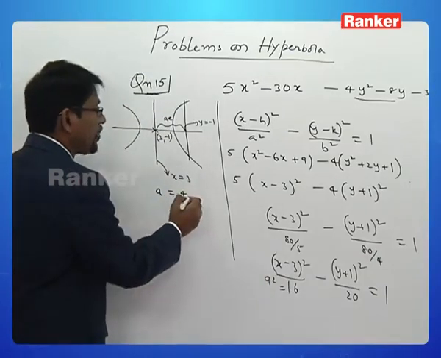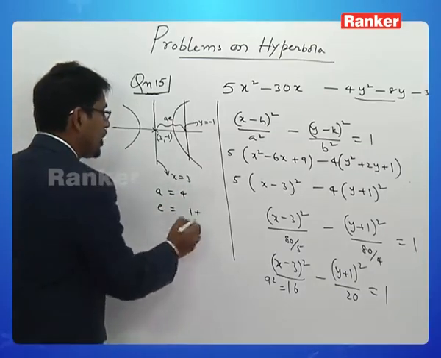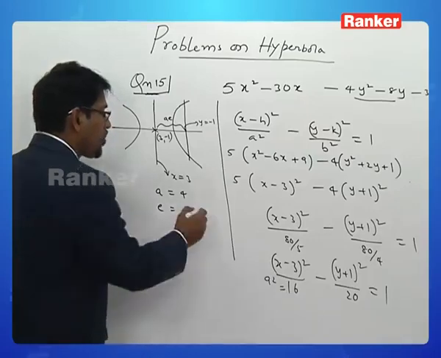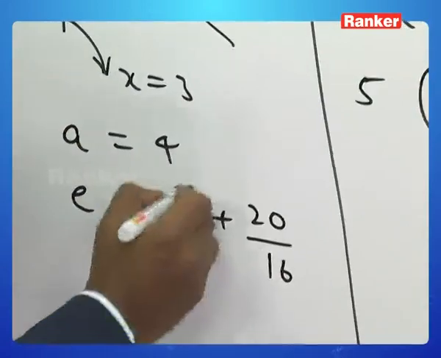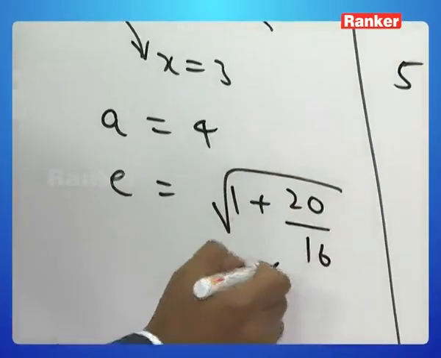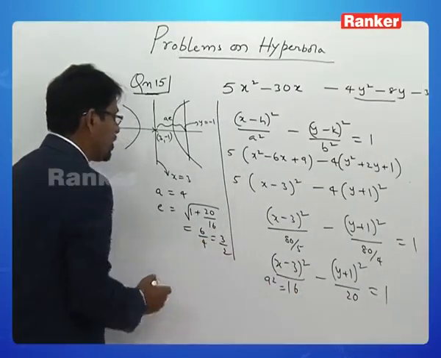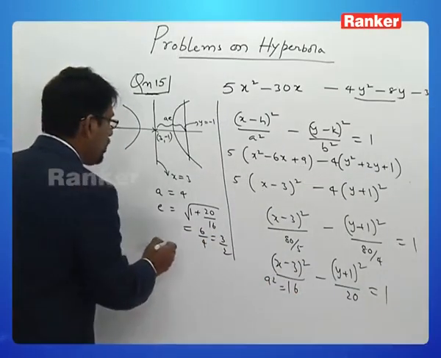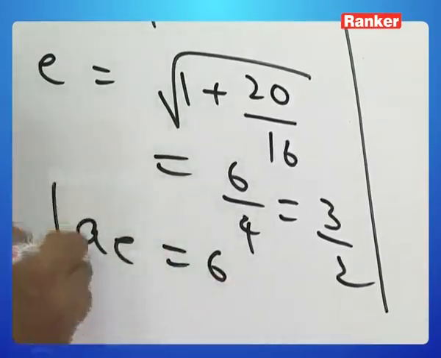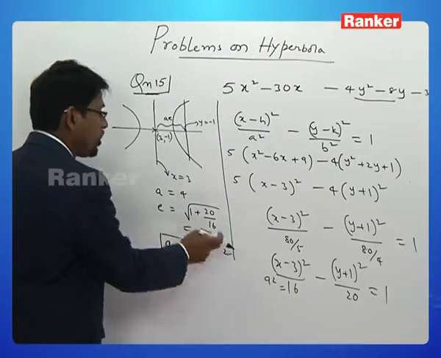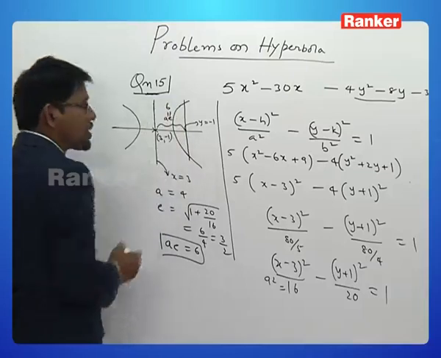Let's find out e. Eccentricity is square root of 1 plus b square by a square. So square root of 20 by 16. That makes it 6 by 4, and that is equal to 3 by 2. So eccentricity is 3 by 2. What will be ae? The ae value will be 6 units. So 4 into 3 by 2, that will make it 6 units. So this ae is 6 units.